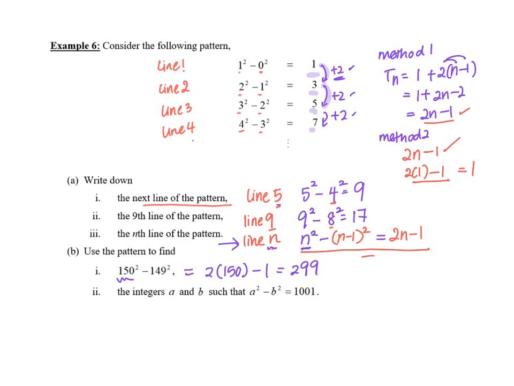Let's check using our calculator. Is it true? Oh yes, I get the answer 299. And I have used the pattern in part A to help me find the answer. Next, find the integers a and b such that a square minus b square is equal to 1001. I need to use this pattern.